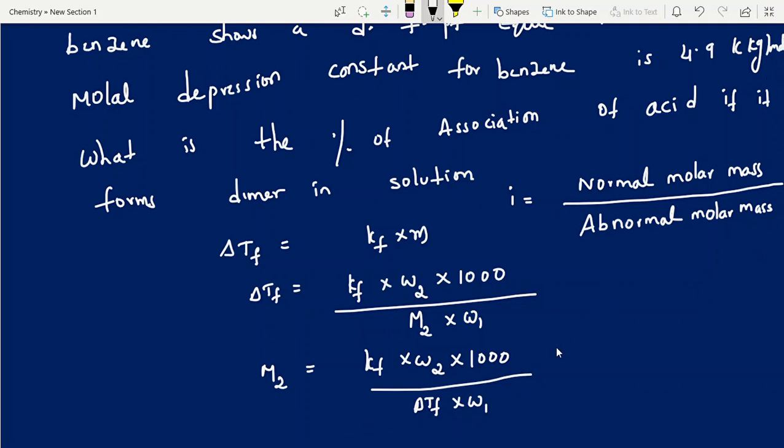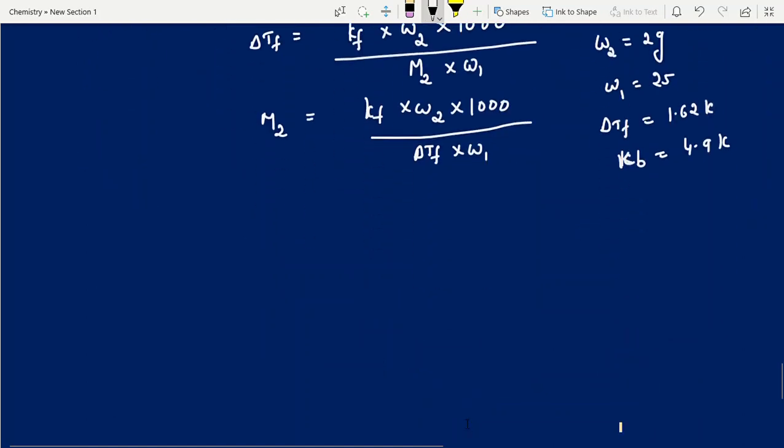2 grams of benzoic acid, that is W2 equal to 2 grams. Next, 25 grams of benzene, W1 equal to 25 grams. Next, delta Tf, how much they had given? 1.62 Kelvin. Go back to the question, note down all the information and try to do this question, students. Kf, how much they gave? 4.9. If you substitute all the values, you will get M2. Can you calculate this one?